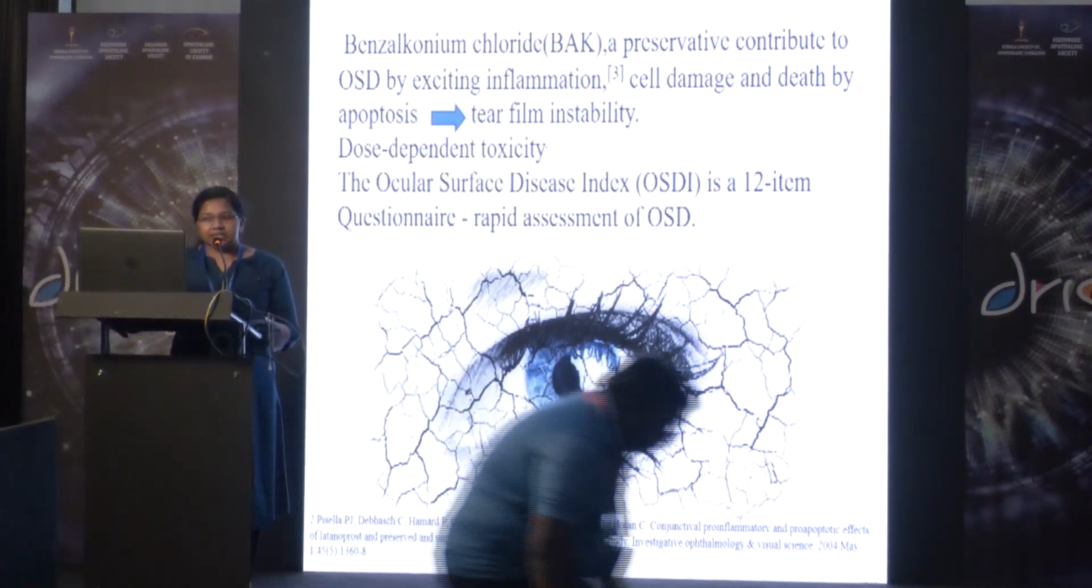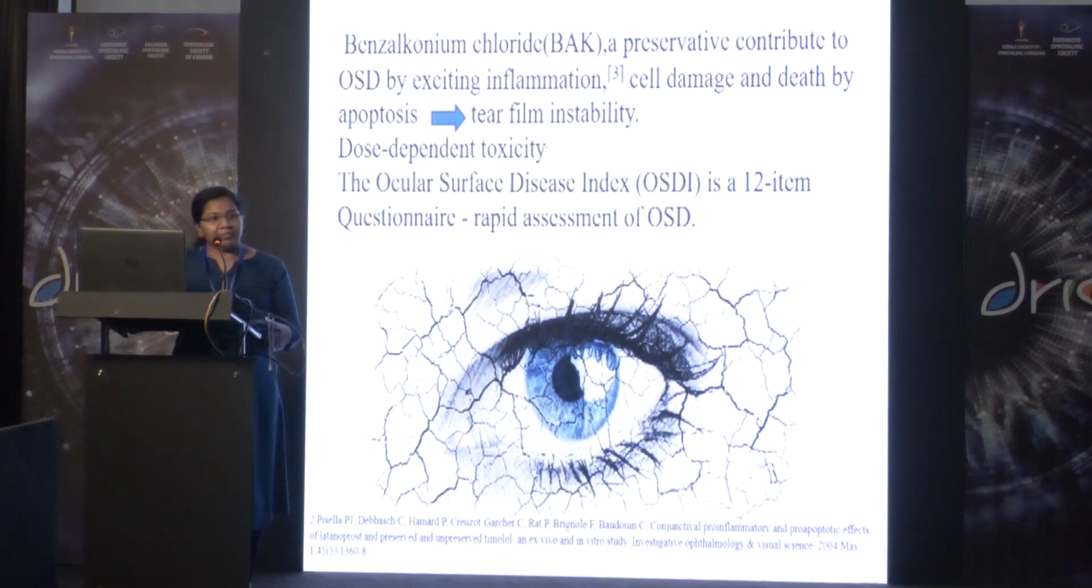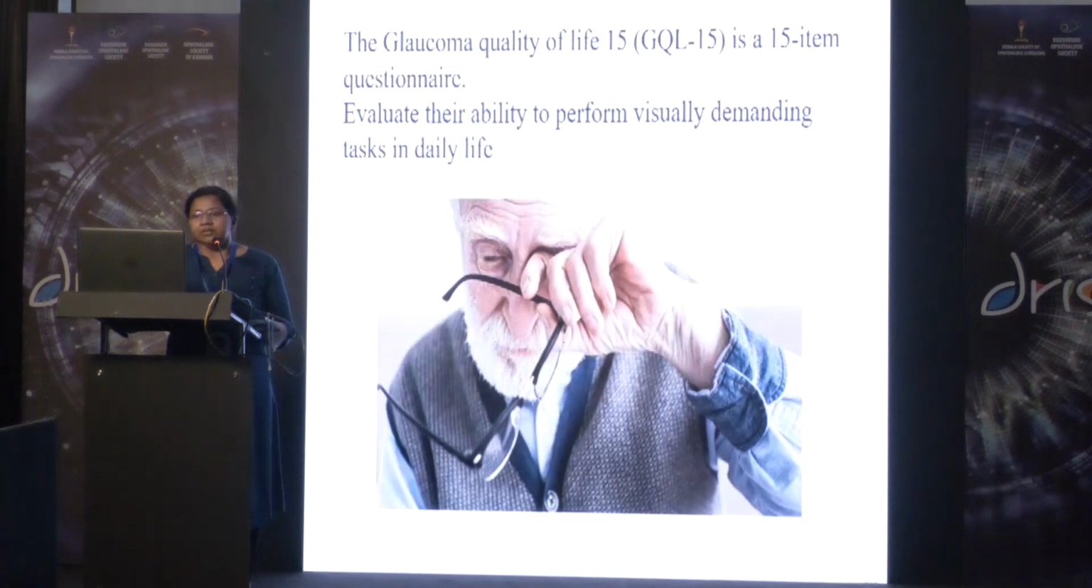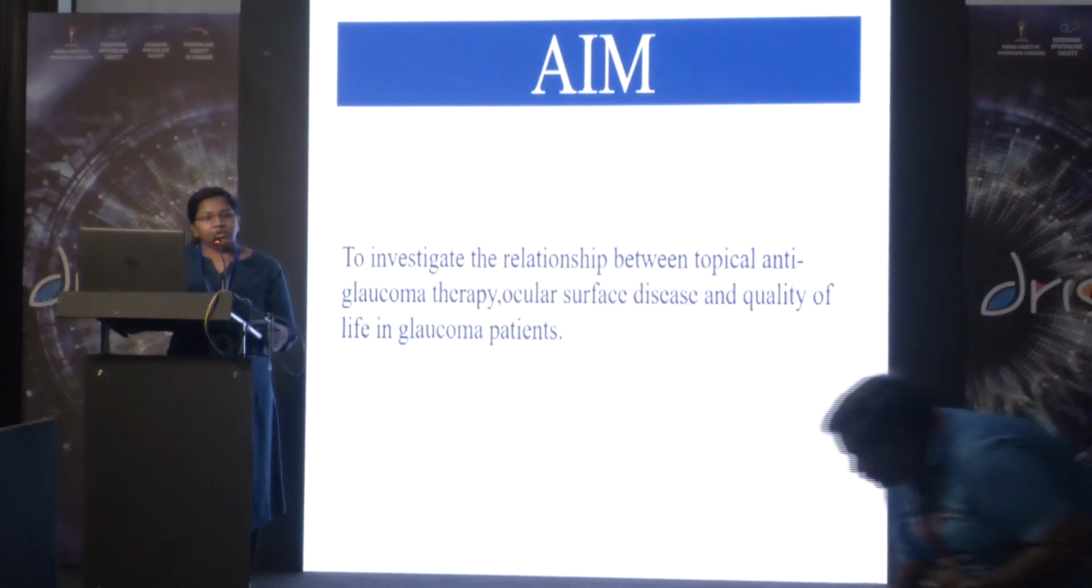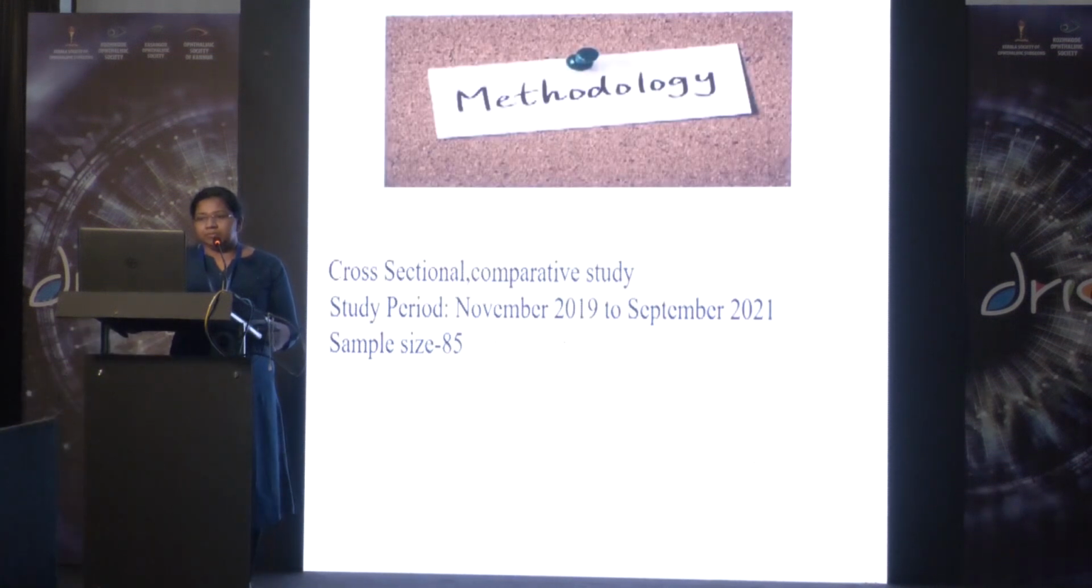The Ocular Surface Disease Index is a 12-item questionnaire used for rapid assessment of ocular surface disease. Glaucoma Quality of Life-15 is a 15-item questionnaire where the patient can evaluate their ability to perform visually demanding tasks in daily life. The aim of the study is to investigate the relationship between topical anti-glaucoma therapy, ocular surface disease, and quality of life in glaucoma patients. The methodology used was a cross-sectional comparative study from November 2019 to September 2021, and the sample size for the study was 85.